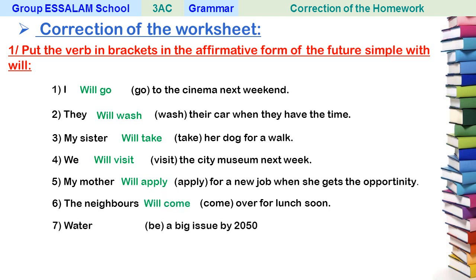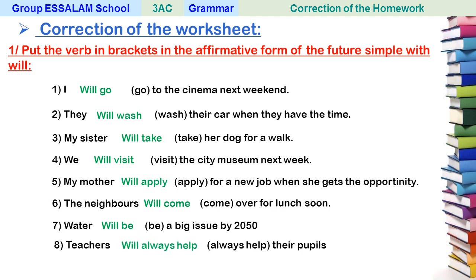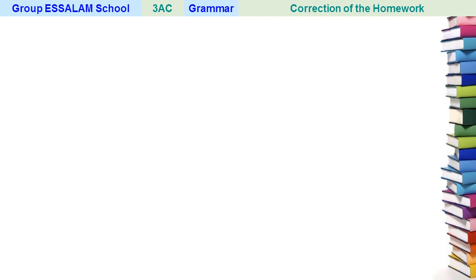Number 7. Water be a big issue by 2050. So the answer is water will be a big issue by 2050. Number 8. Teachers always have their pupils. Pupils means what? So this word means students. That's it. So teachers will always have their pupils.